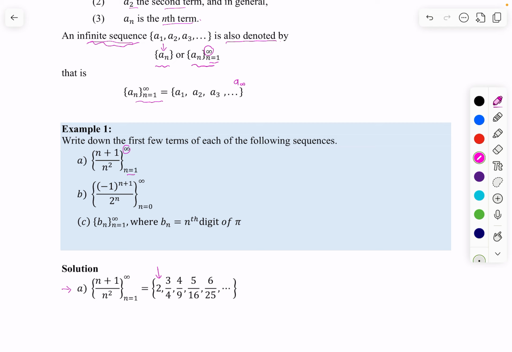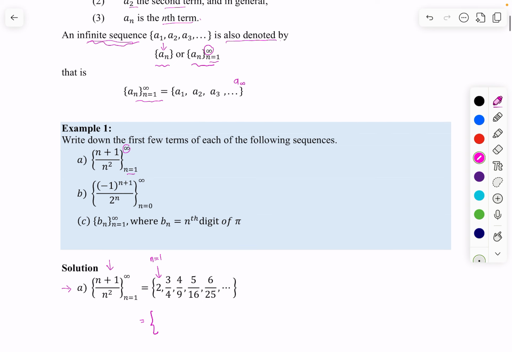Okay, so the first term starts with n equals 1. If you plug n equals 1 into this sequence, you would get 1 plus 1, which is 2, divided by n squared, which is 1 squared. So 2 divided by 1 squared is just 2. So this is what you get.